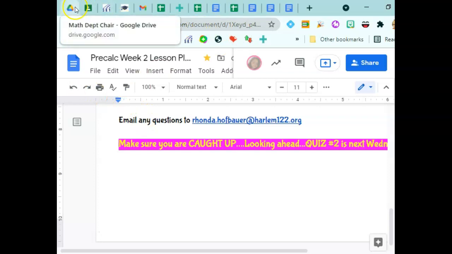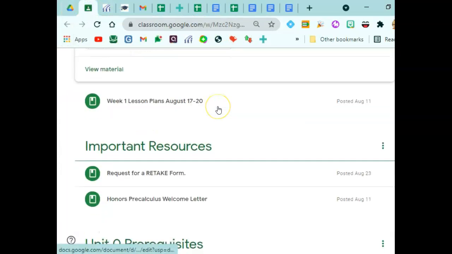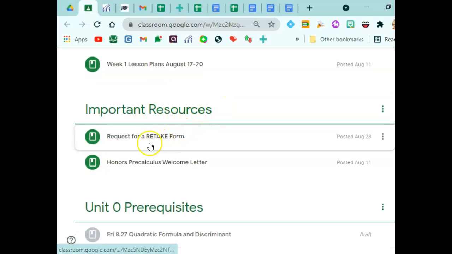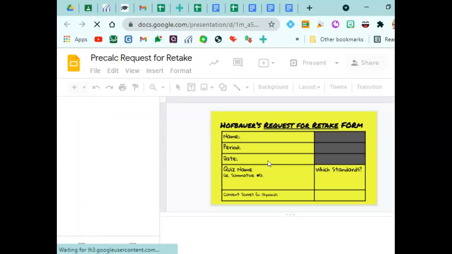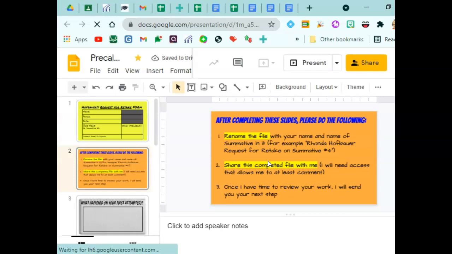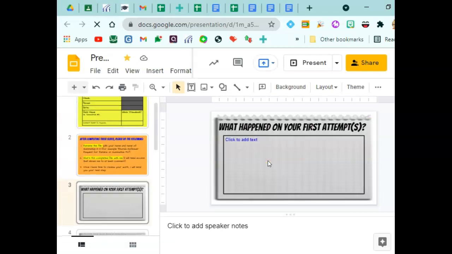I want to go back to the classroom. Under important resources, the first one is the request for a retake form. If you are going to come in for a retake, just fill this out quick. It does ask you to make your own copy. I think it's a forced copy. I think I made the link so that as soon as you click on it, it's going to say it's making you a copy of this. And then you need to name it with your name so that I know who it's from.